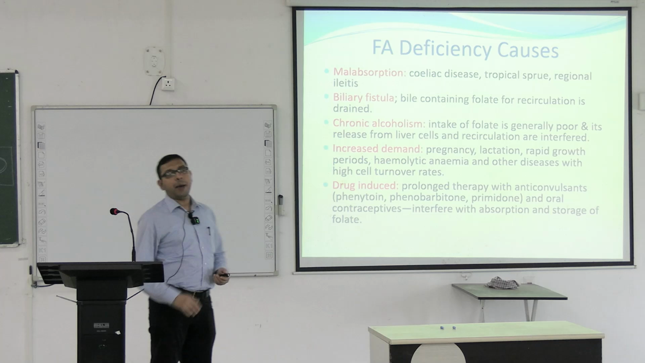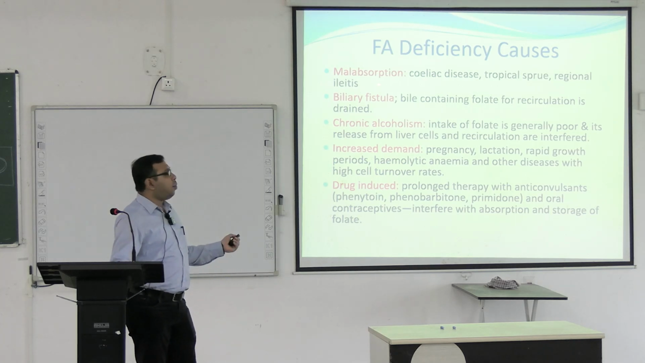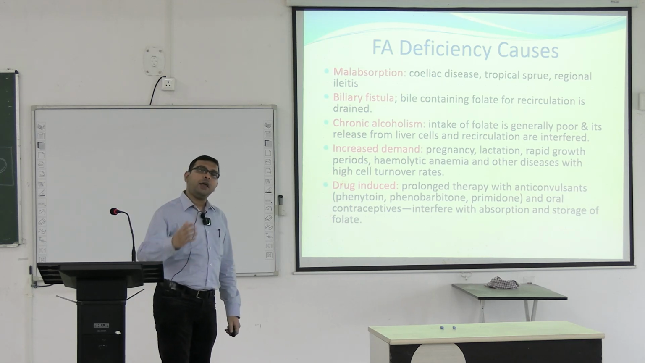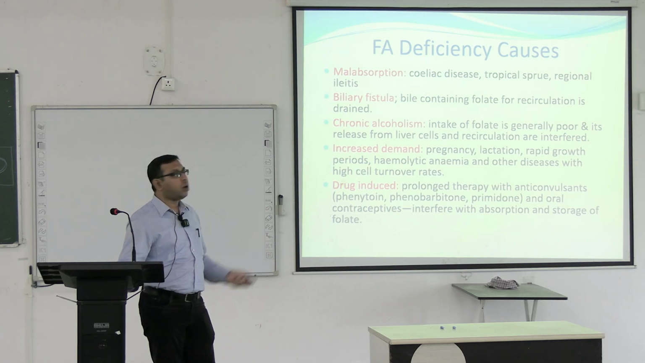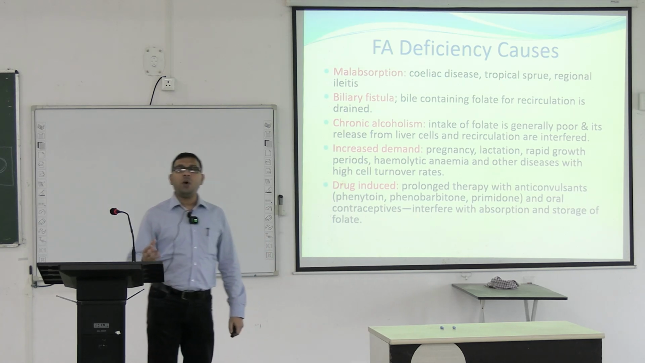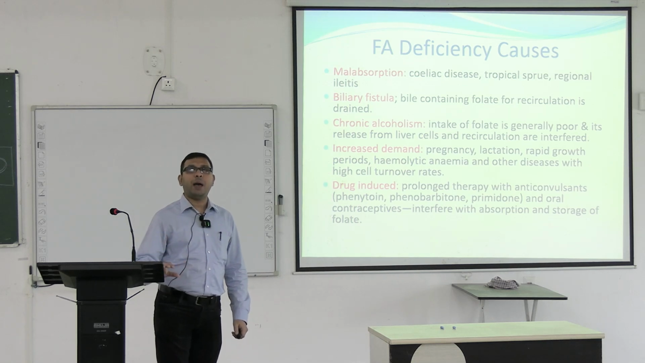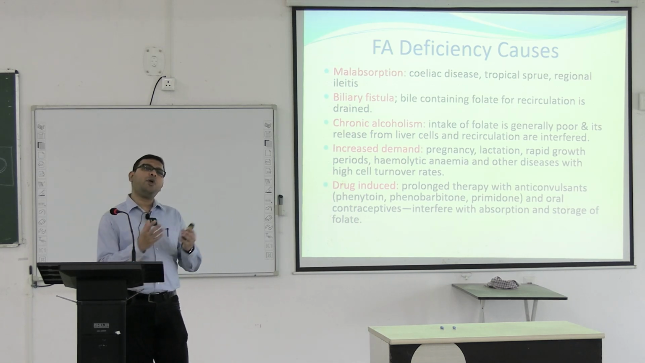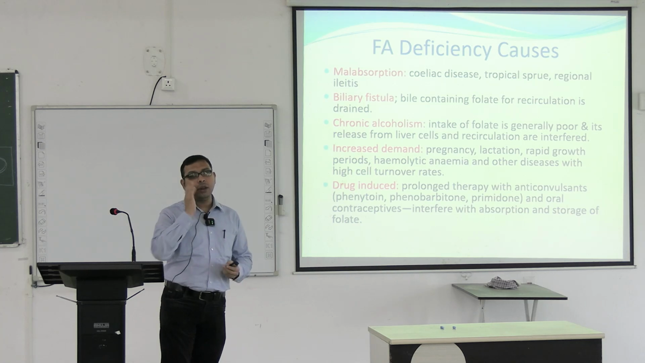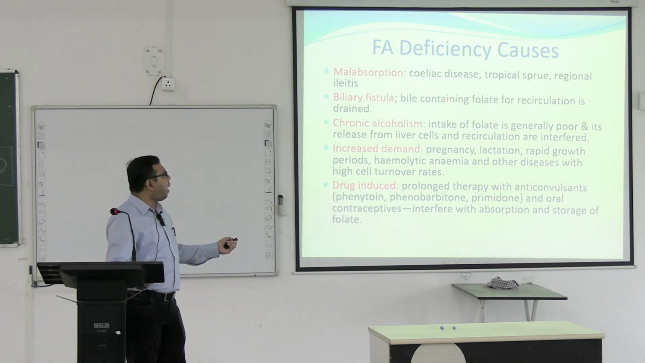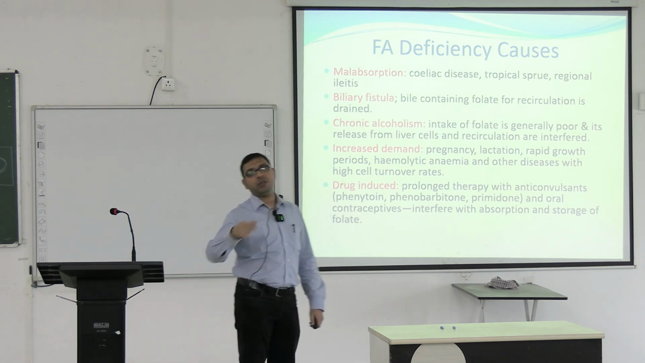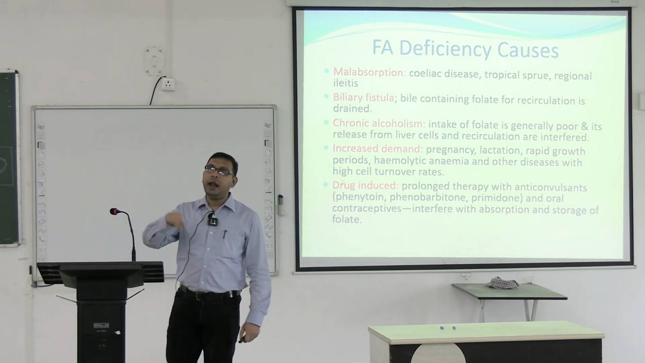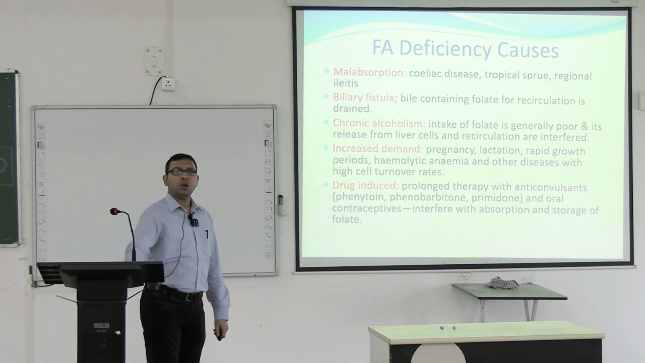So why does folic acid deficiency happen? Most commonly malabsorption. Malabsorption syndromes, as we have already seen, occur in vitamin B12 deficiency also, like celiac disease, tropical sprue, regional ileitis. These are syndromes where absorption in our intestine becomes hampered, so absorption of vitamin B12, folic acid as well as iron can all be hampered. Biliary fistula: bile containing folate for recirculation is drained. A fistula means an abnormal pathway is created, so ultimately the enterohepatic circulation becomes deranged and the total pool becomes less.